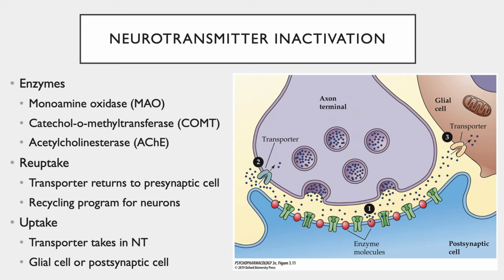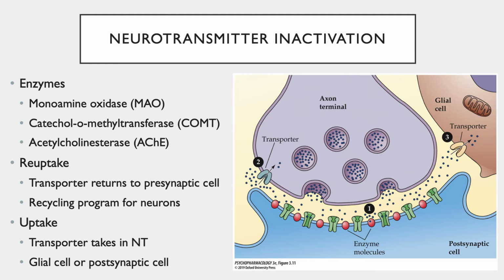Acetylcholinesterase, as you might imagine, is the enzyme that breaks down acetylcholine. Acetylcholinesterase inhibitors are used in the treatment of Alzheimer's disease. Similarly, COMT inhibitors are used in the treatment of Parkinson's disease. Reuptake is the most common process for the inactivation of monoamines.